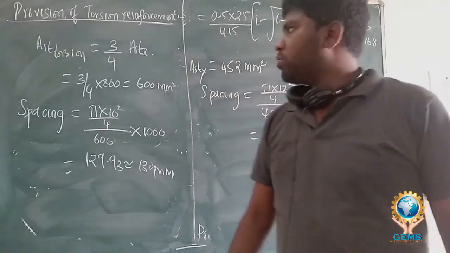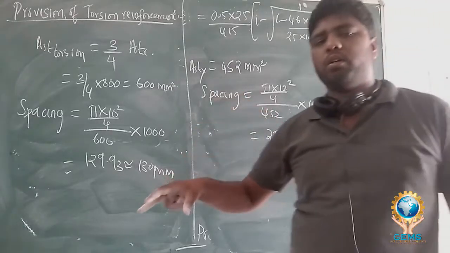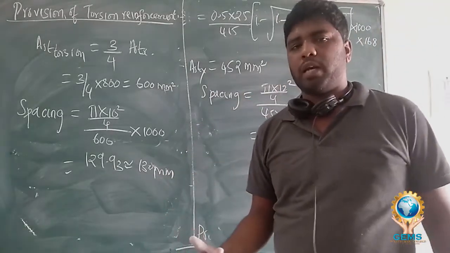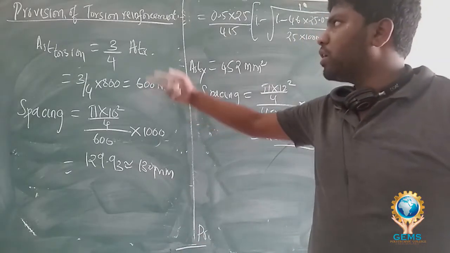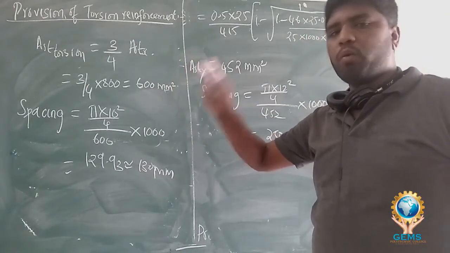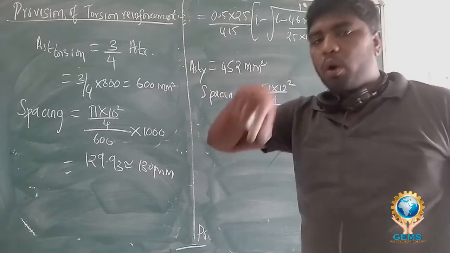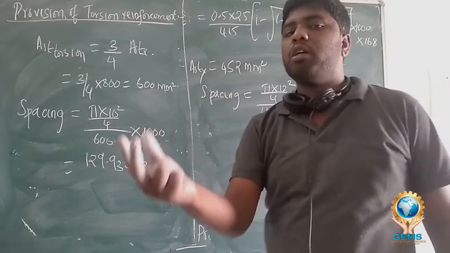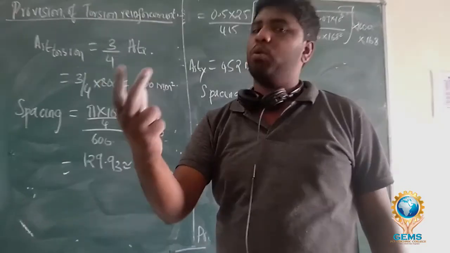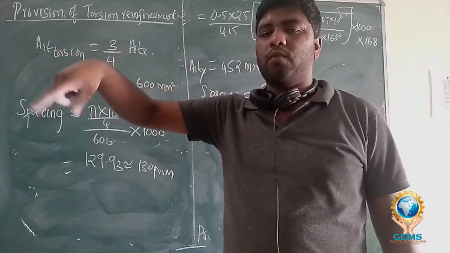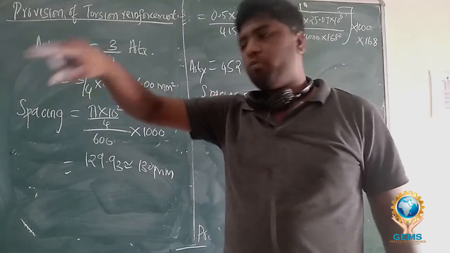Okay, students. So this is all about only the simple differences in your moment calculation and area of steel calculation, and also the extra step, the provision of torsion reinforcement. Okay, in the corners of the slab, because of the load in both directions, the corners will be lifted up due to the load. So for that only we are providing the mesh torsion reinforcement in the four corners.